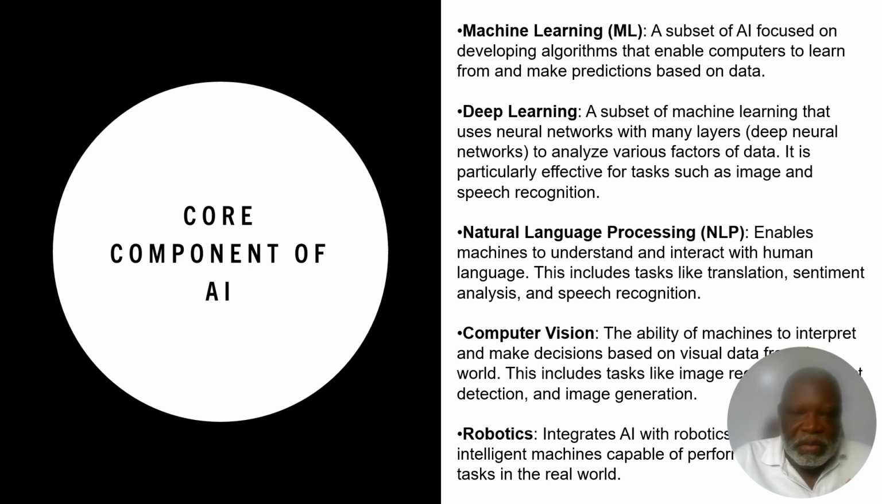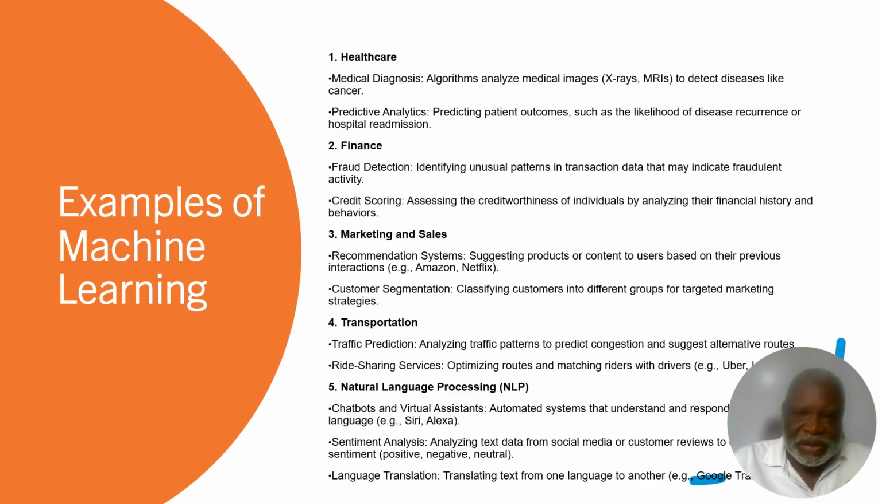So we have different core components of AI. We have machine learning, deep learning, natural language processing, computer vision, and robotics. I'm going to give different examples now. Machine learning is one of the most popular in consulting. We can use it for medical diagnostics. When you see x-rays, those are artificial intelligence. When you can predict the likely occurrence or reoccurrence of something, that is called predictive analysis. That is artificial intelligence.